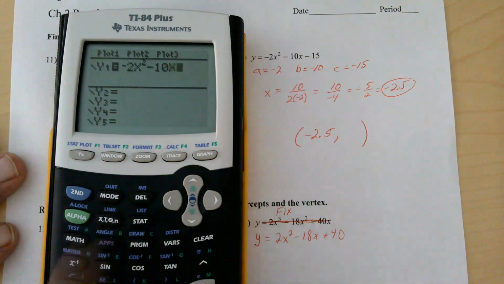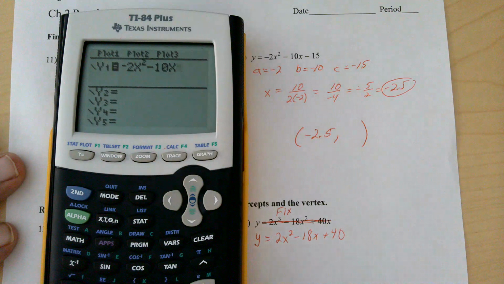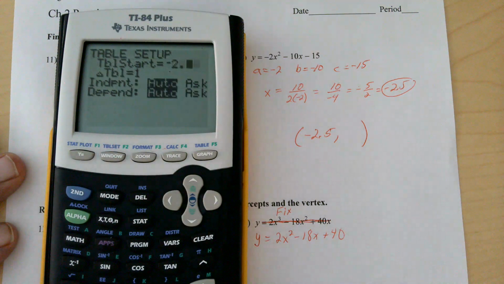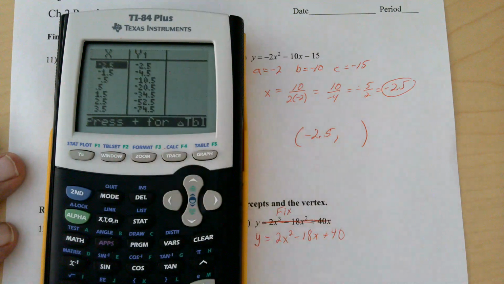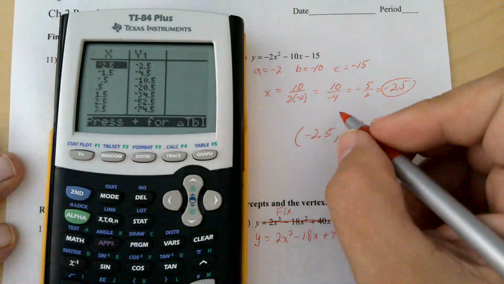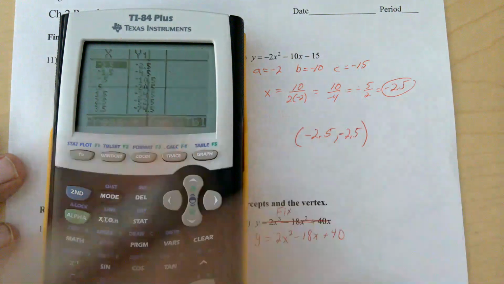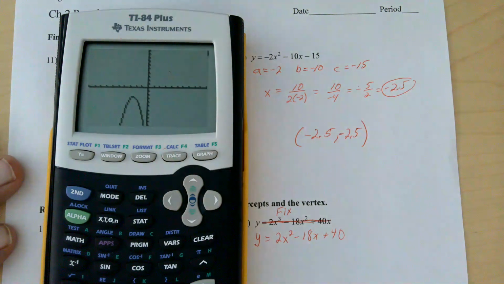Oops, I forgot my x. That would have messed me up. -10x minus 15. So I'm going to have my table start at -2.5. I go back and I see, well, then my y value is going to be -2.5. Okay, I can hit graph to confirm that.